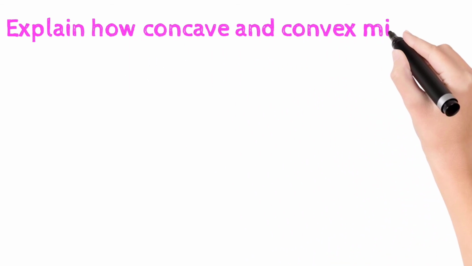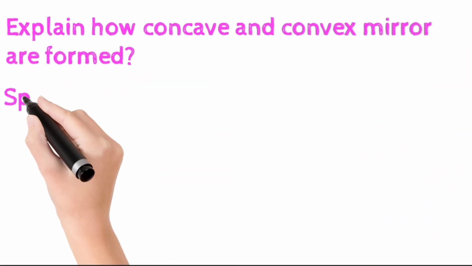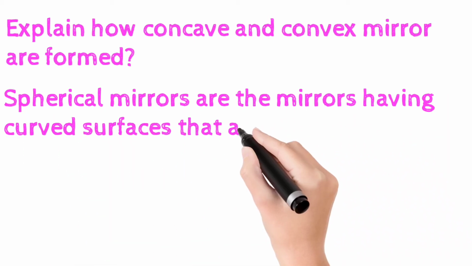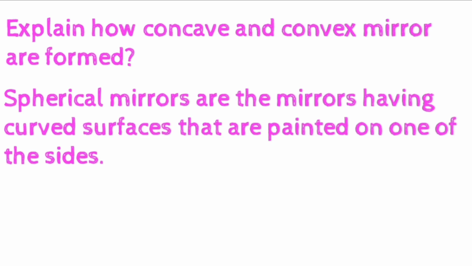Okay, then what is the fourth one? Fourth one is explain how concave and convex mirror are formed. Concave और convex mirror कैसे form होते हैं? So now spherical mirrors are the mirrors having curved surfaces that are painted on one of the sides. So always the spherical mirrors are the mirrors which are having curved surfaces. We know this. They are always having curved surfaces, but they are painted on one of the sides.